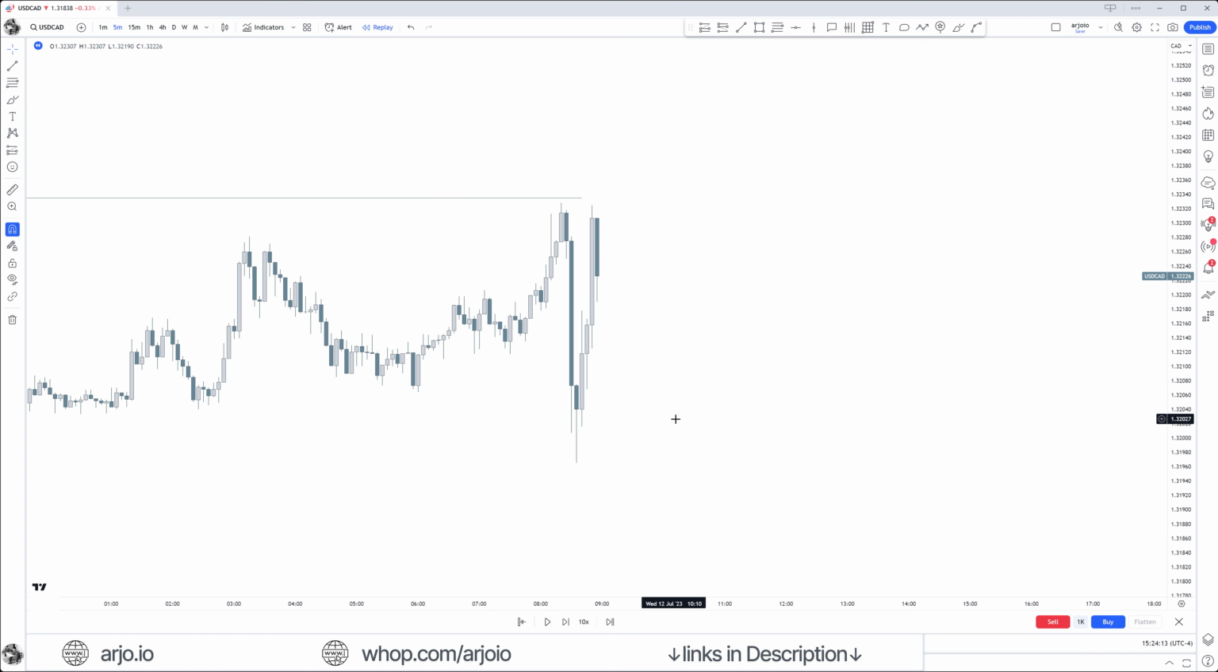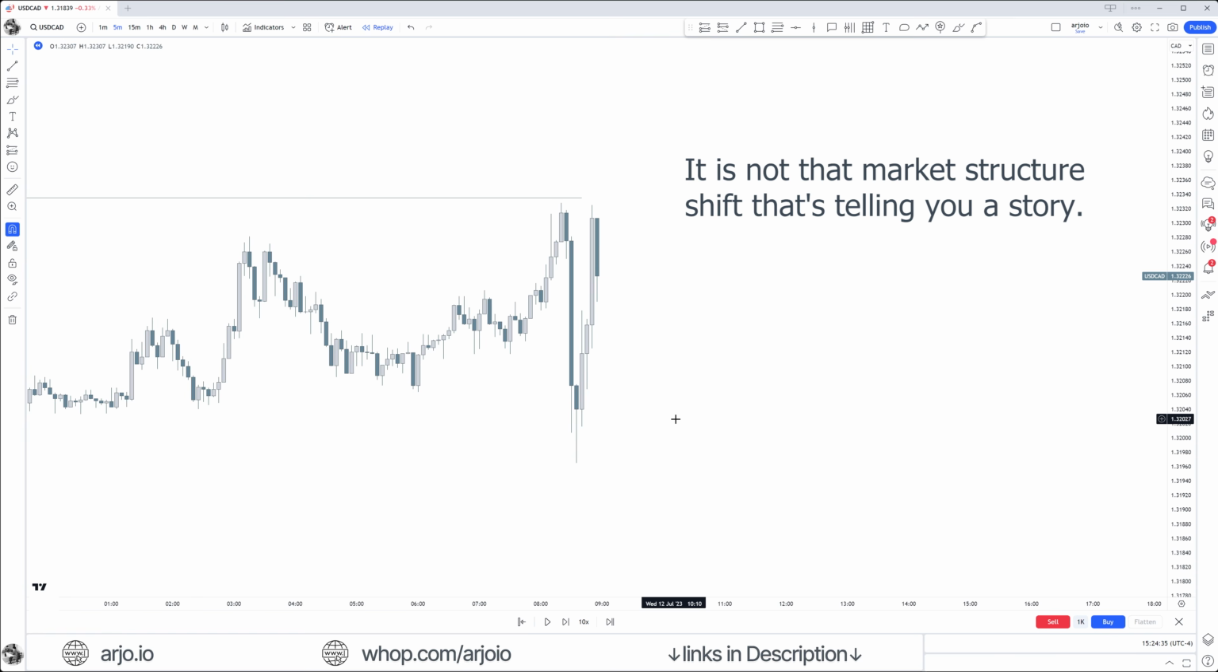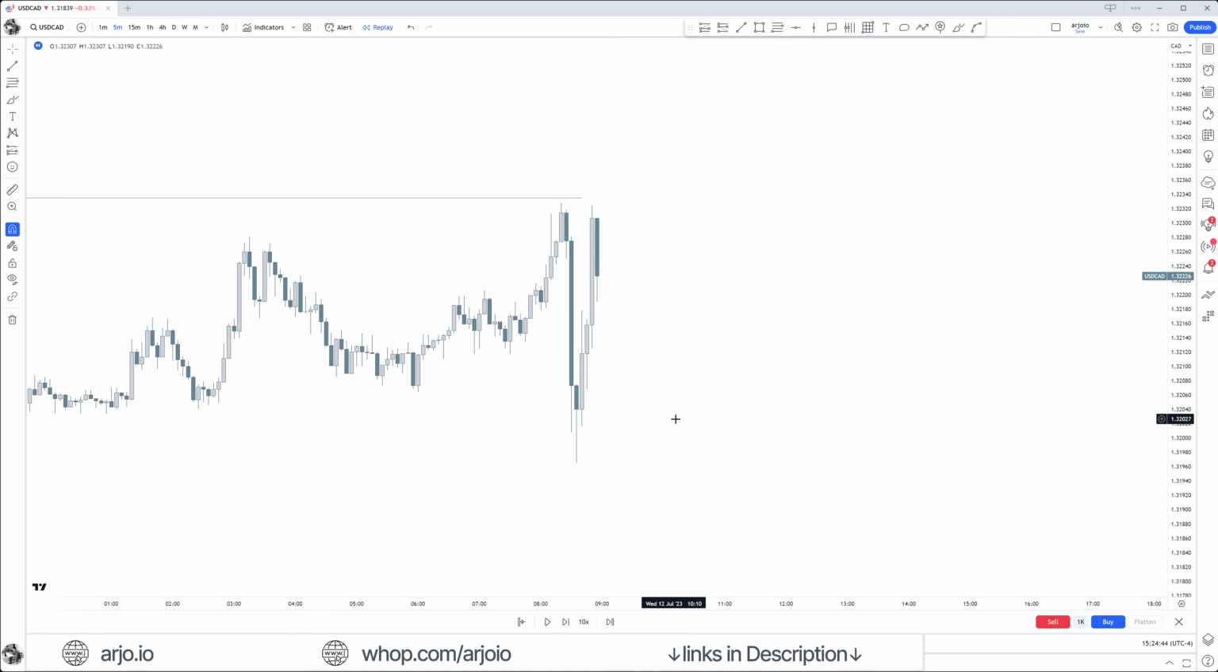So what is more important? The inefficiencies, the fair value gaps, or a market structure shift? The fair value gaps are the most important. The fair value gaps tell you the story. And the fair value gaps telling you the story is exactly what we will go over as well in the next video on Friday. It is not that market structure shift that's telling you a story. It might be a confluence, but the main story is being told by the fair value gaps, not the market structure shift. All right, USD Canadian dollar right here.